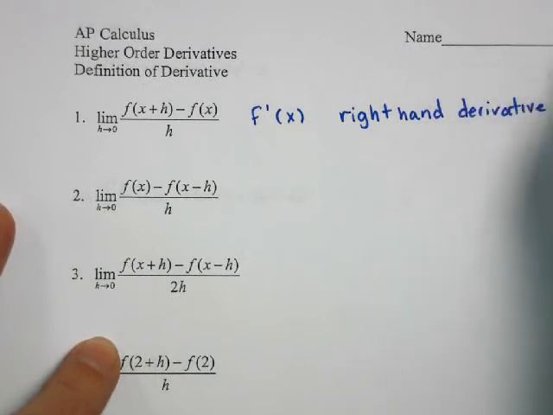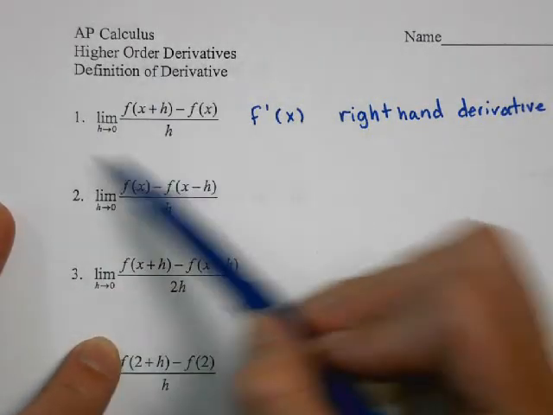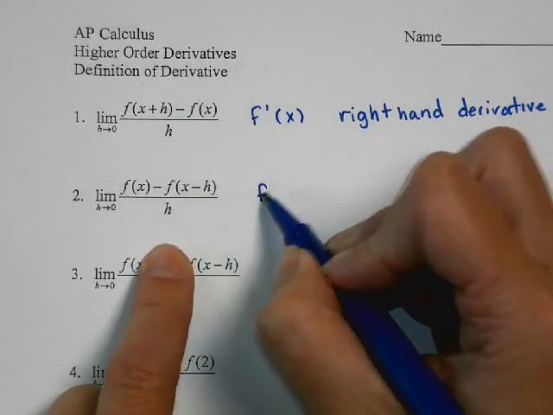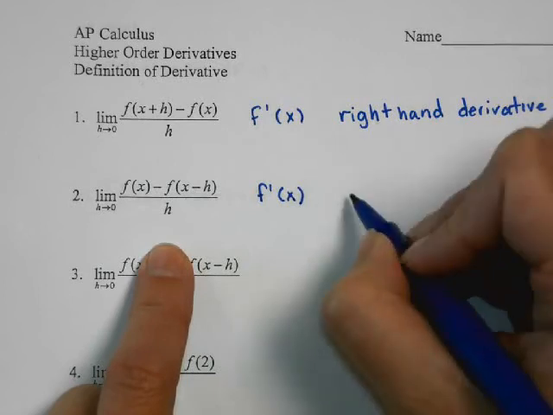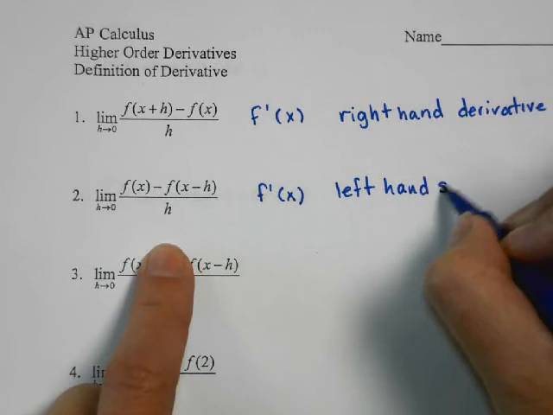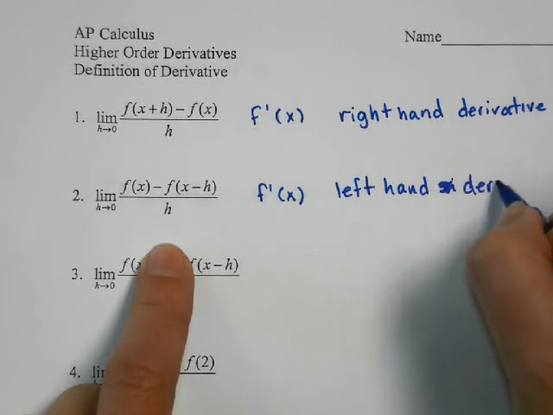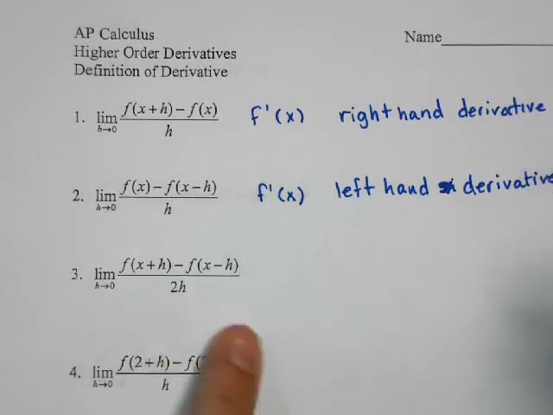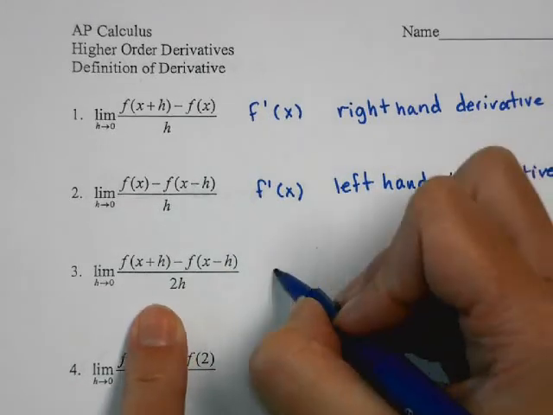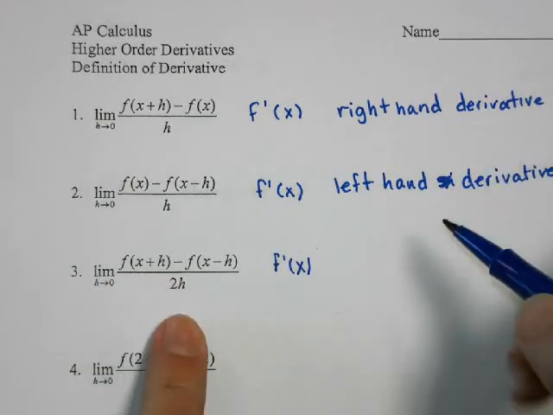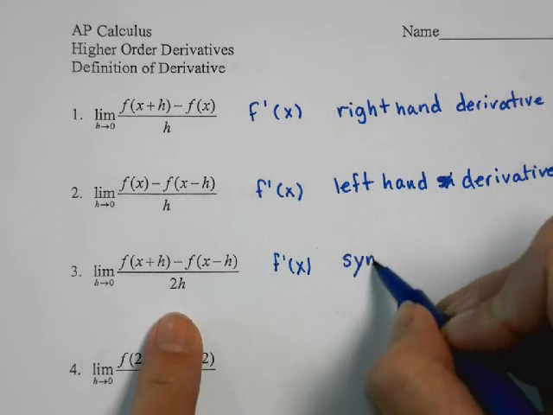This is the one you're going to see most commonly representing when we ask for the definition of derivative. That's what we're looking at. This is this, but backwards. So it's still f prime of x, but coming from the left-hand side. This one's pretty rare. This is still f prime, but it's a symmetric definition, but we typically won't see that, but just in case you do.